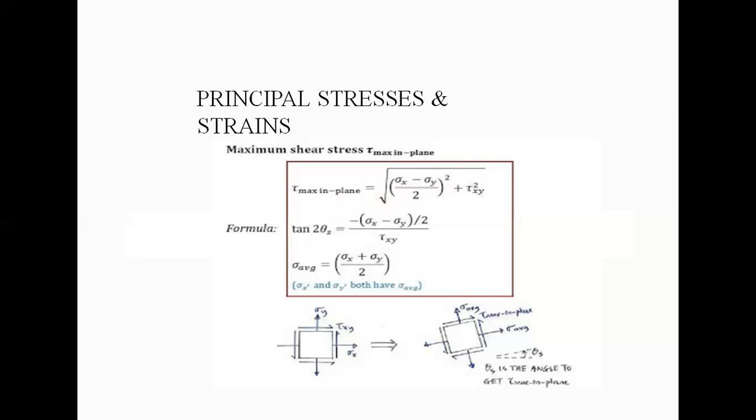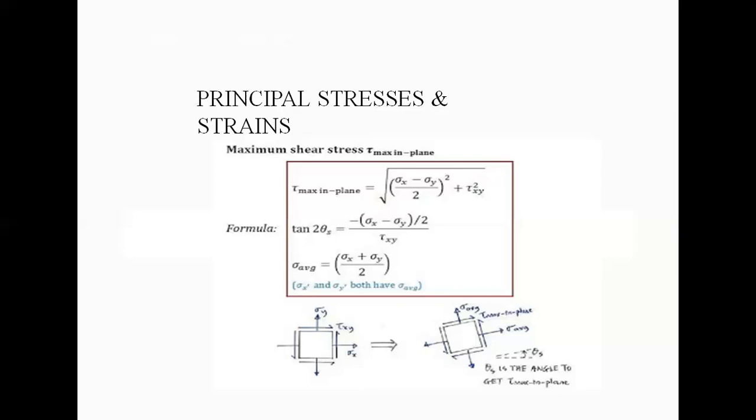Similarly, we find the inclination of the plane, which is given by tan 2 theta s is equal to minus (sigma x minus sigma y) divided by 2 divided by tau xy. This is the angle of inclination of the shear plane, or the plane where the shear stress is maximum. Similarly, we can apply sigma x and sigma y as well as shear stress tau xy. Sigma average is found by sigma x plus sigma y by 2, and the plane that has maximum shear stress can also be found by this formula.